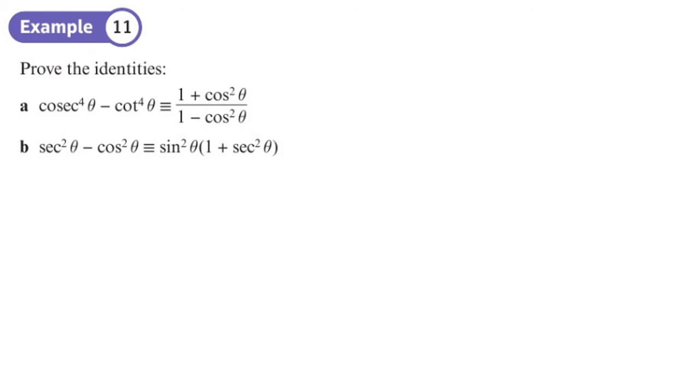I'm just going to put these up. 1 plus tan squared is sec squared, as a reminder, because we'll be using them. 1 plus cot squared is cosec squared.